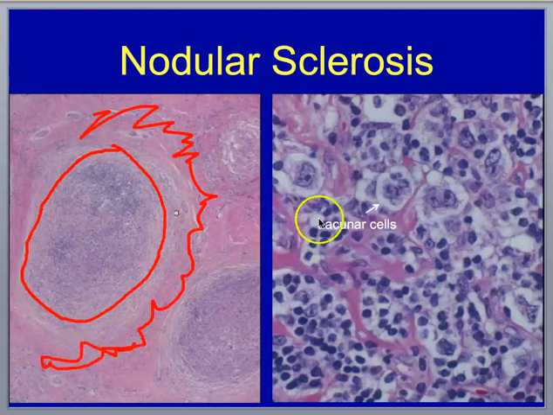And then on higher power, we see an example of these lacunar cells. So notice that these cells look like they're sitting in an empty space. And the nuclei, however, maybe look like just one nucleus, like here, or two nuclei, such as here. But notice that in each of these cells there are these prominent viral inclusion-like nucleoli. So this is what is meant by the lacunar cells, and remember that's associated with the nodular sclerosis form.